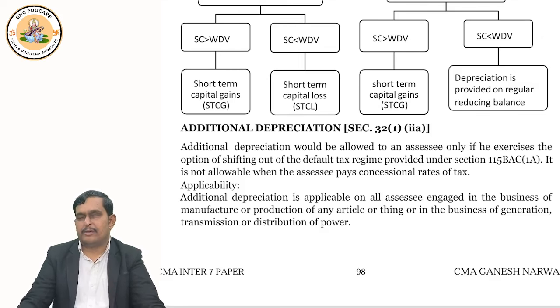Okay. So suppose, for example, I have a YouTube studio, I am recording classes, I have plant and machinery, and I want to claim additional depreciation. The Income Tax Department says get out, no additional depreciation. Deloitte, KPMG want to claim additional depreciation on their plant and machinery. The Income Tax Department says get out, not allowed.